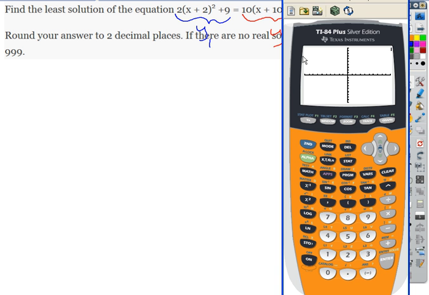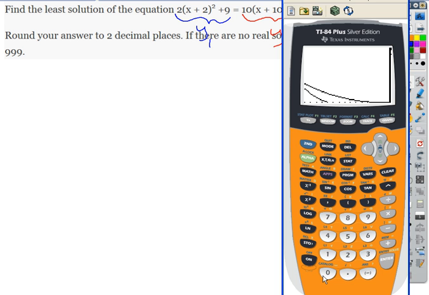What if I went from, say, negative 15 to 0, and then I'll just go zoom fit, how about? See what happens. So window, x min, negative 15, x max, we'll call 0, and then we'll go zoom fit. See what happens here. Okay, there's one of them.